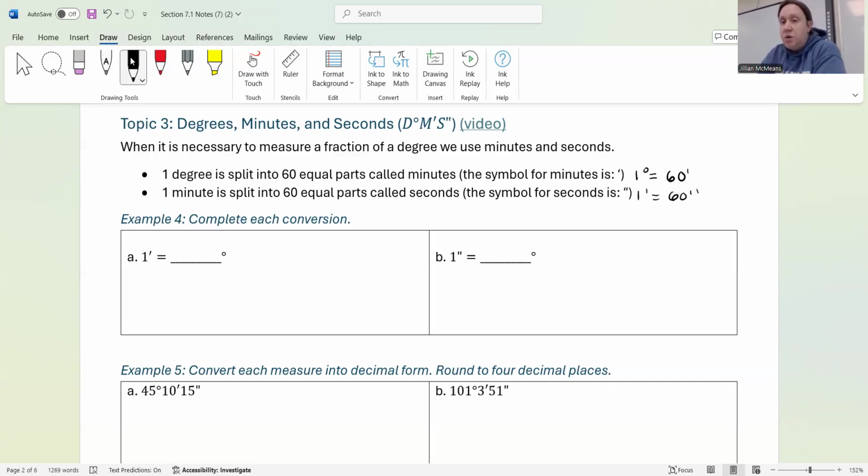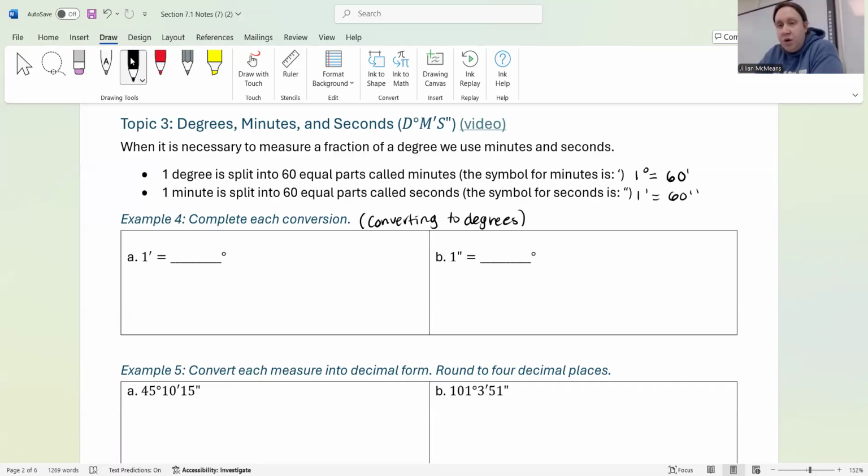So what I want to do is I want to write 1 minute as a portion of a degree and 1 second as a portion of a degree. So just do know that we are converting to degrees here. So let's think about what this means. The first one is easier.